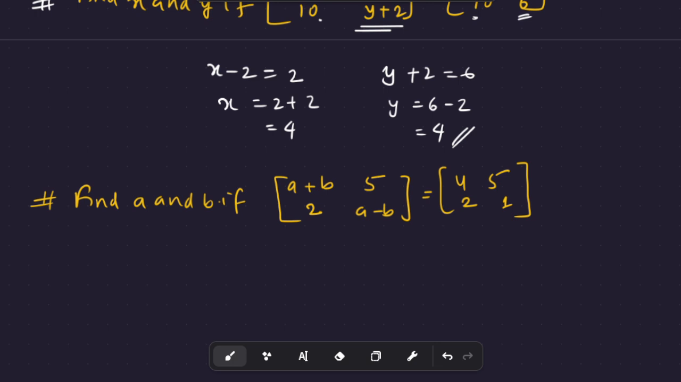Find a and b if the matrix [a plus b, 5; 2, a minus b] equals [4, 5; 2, 1]. We need to get the values of a and b here. What will be equal to a plus b? A plus b equals 4. Yes. A minus b equals? Sorry? A minus b equals to?